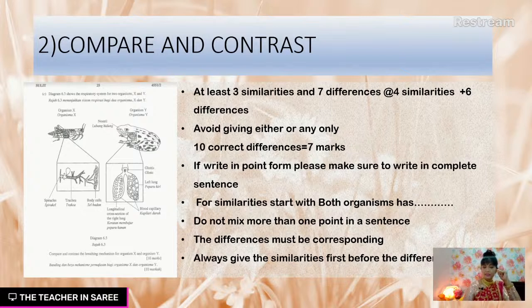All right, next, the differences must be corresponding. That means when you're writing the differences, you make sure each one corresponds to the same characteristic. Do not just mix whatever comes into your mind, just put it, put it, put it. No, do not do that. You have to always make sure that the differences are corresponding. That is the problem when you mix too many points and do not write the differences correspondingly. You will lose points. I will show all this with examples of how you should not do it.